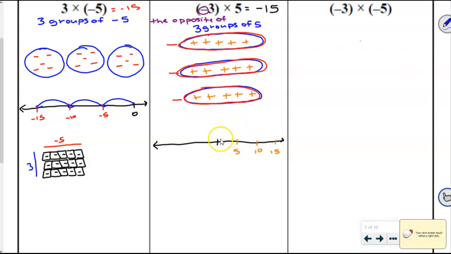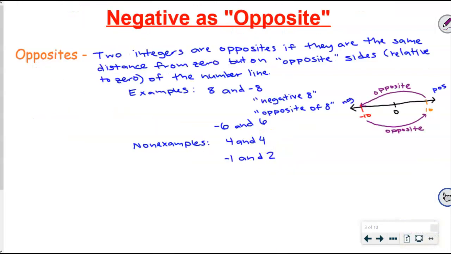So drawing my 3 groups of 5, here's 1 group of 5, 2 groups of 5, and 3 groups of 5, there's my 15. But we also need to show the opposite of those three groups of 5. How did I show the opposite on the vocabulary?